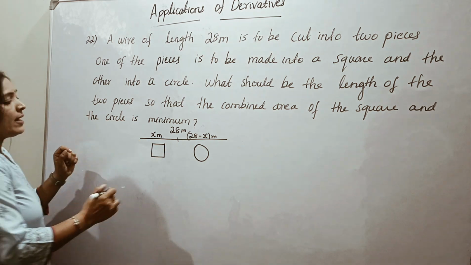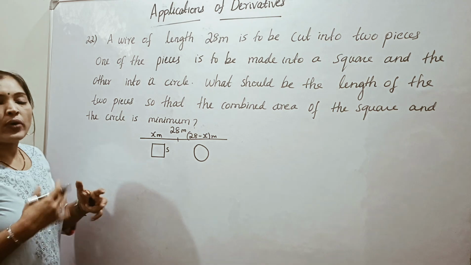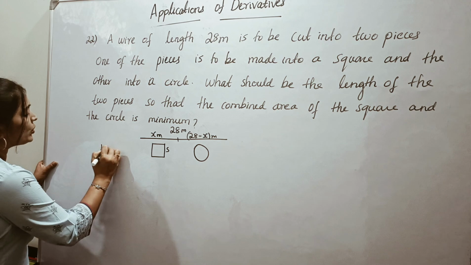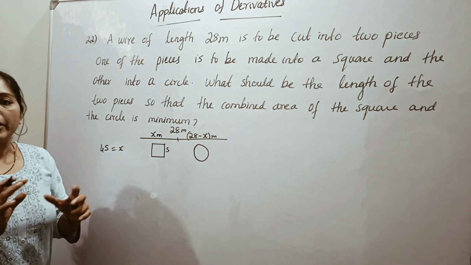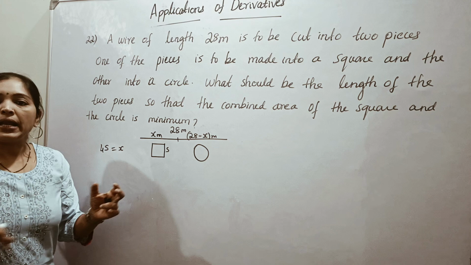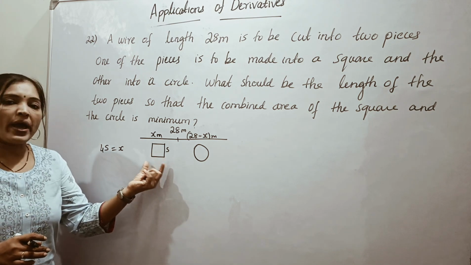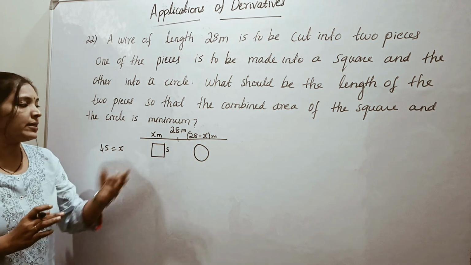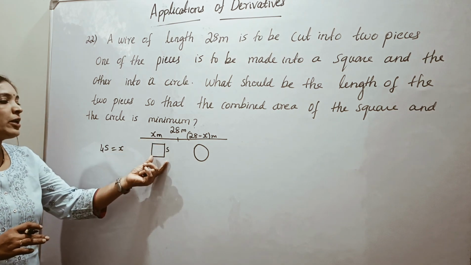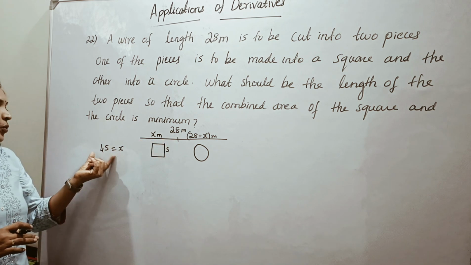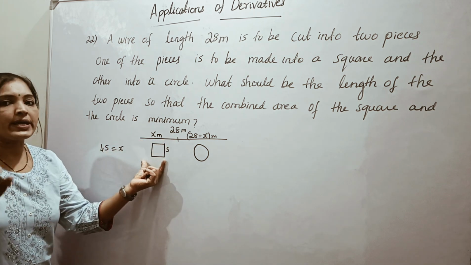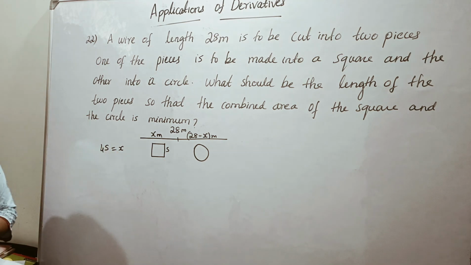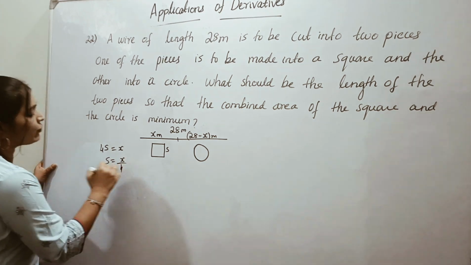So let us take s to be the side. What is the perimeter of the square formula? 4s, right? So 4s is equal to x meter, because perimeter is nothing but the total length of the square. This square is made from this wire of length x meter, so its perimeter is equal to the length of the wire. If s is the side of the square, then 4s is the perimeter. So 4s is equal to x. So what is s? s is equal to x by 4.